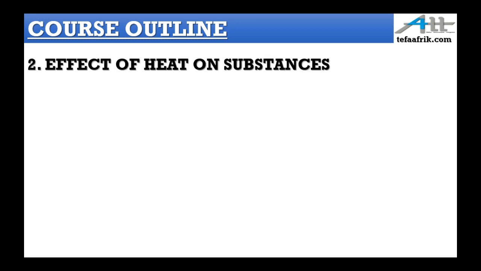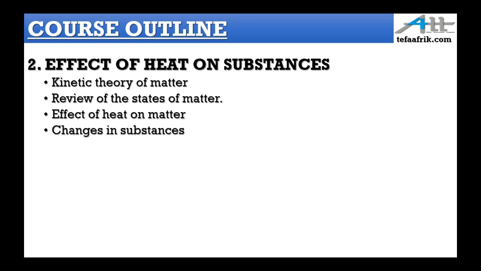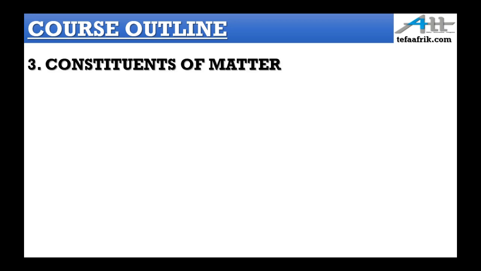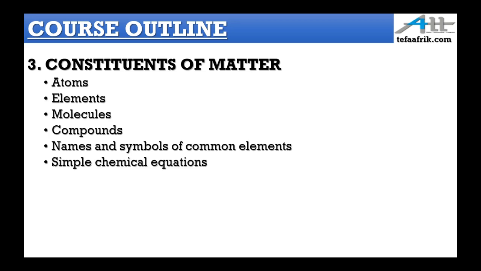For the second chapter, which is the effect of heat on substances, we are going to look at the kinetic theory of matter, a review of the states of matter, which we are going to look at in the first chapter, and then the effect of heat on matter. We're going to look at changes in substances, and moving on to the third chapter, which is the constituents of matter. First of all, we begin with atoms, then we go to elements, then molecules, then compounds. And also we are going to look at names and symbols of chemical elements and also simple chemical equations.